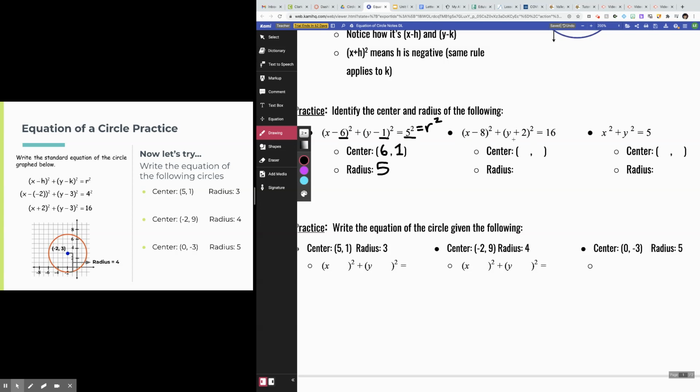So again, let's look at center and radius. Since this is x minus 8, I'm going to pull out a plus 8 for the center.